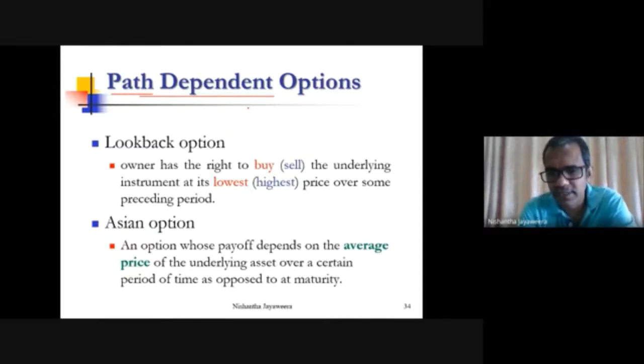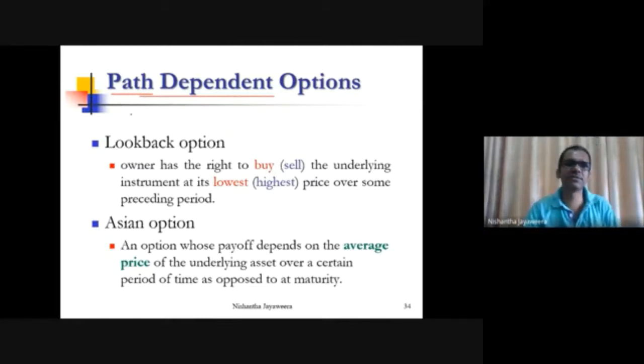So whether it's a European style option or an American style option, what matters is the price of the underlying asset on the date that you are going to exercise your right. It doesn't matter how the price of the underlying asset behaved in the past. But now we are going to discuss some options where the price behavior in the history will have an impact on the option.